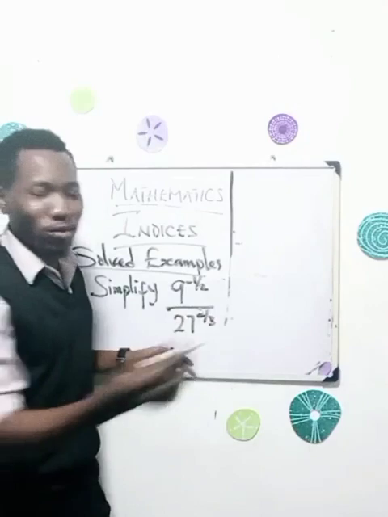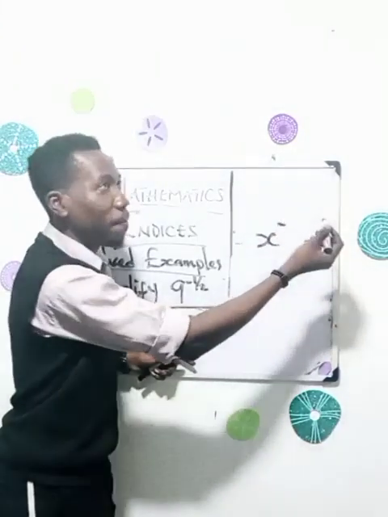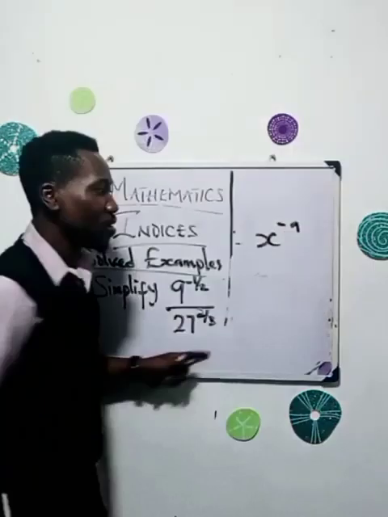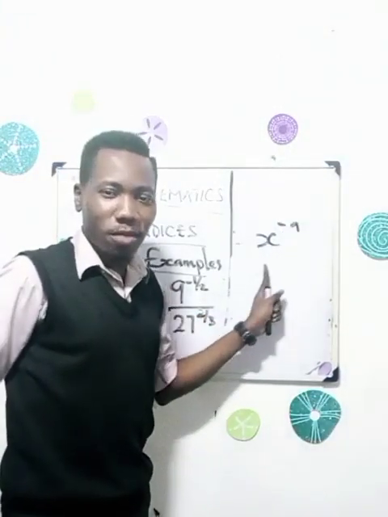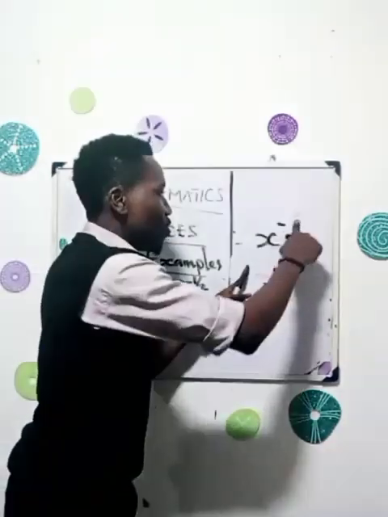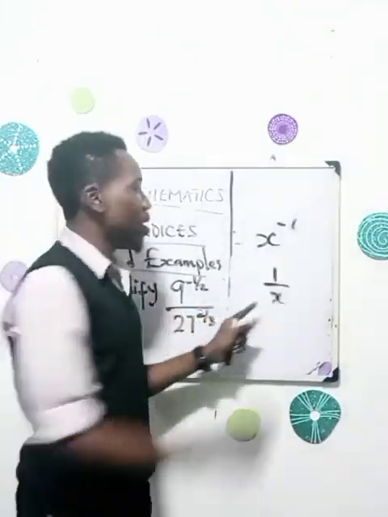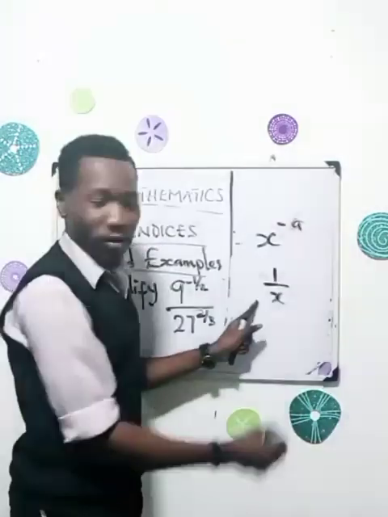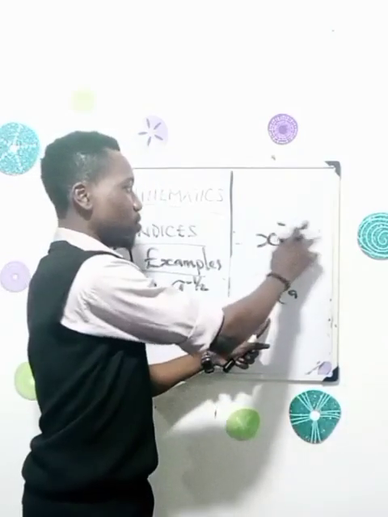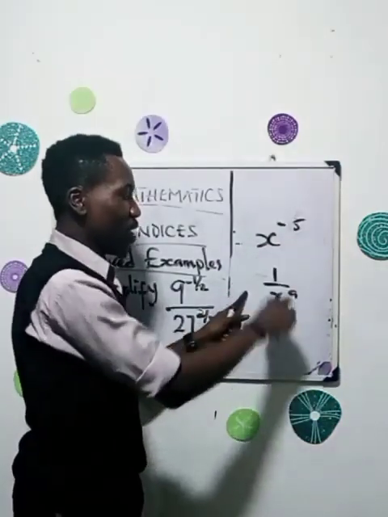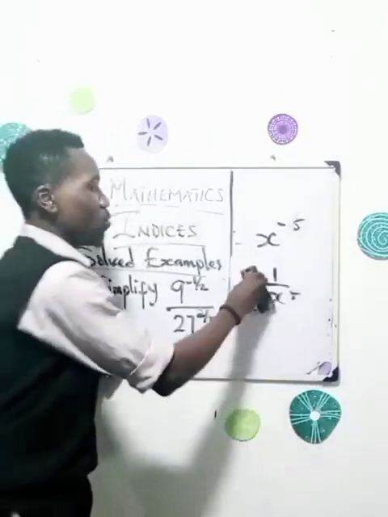Alright, remember the rule. The rule says x raised to the power of what? Minus a. This minus will make this to be reciprocated, becomes 1 over x. If it's just minus 1, it becomes 1 over x raised to the power of 1. If it's minus a, it becomes 1 over x raised to the power of a. Are you following? If it's minus 5, it becomes 1 over x raised to the power of 5. That's what the rule said. So we are working with that rule.